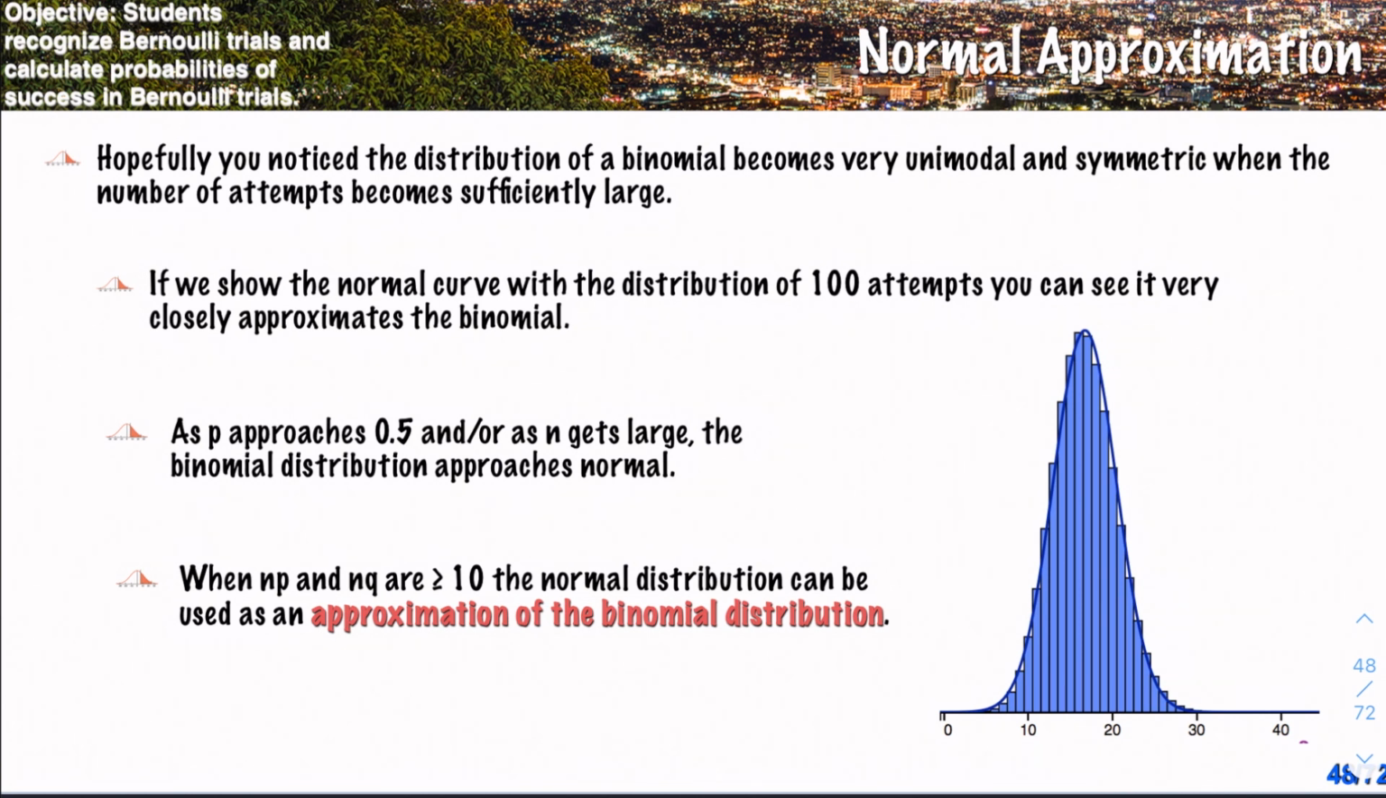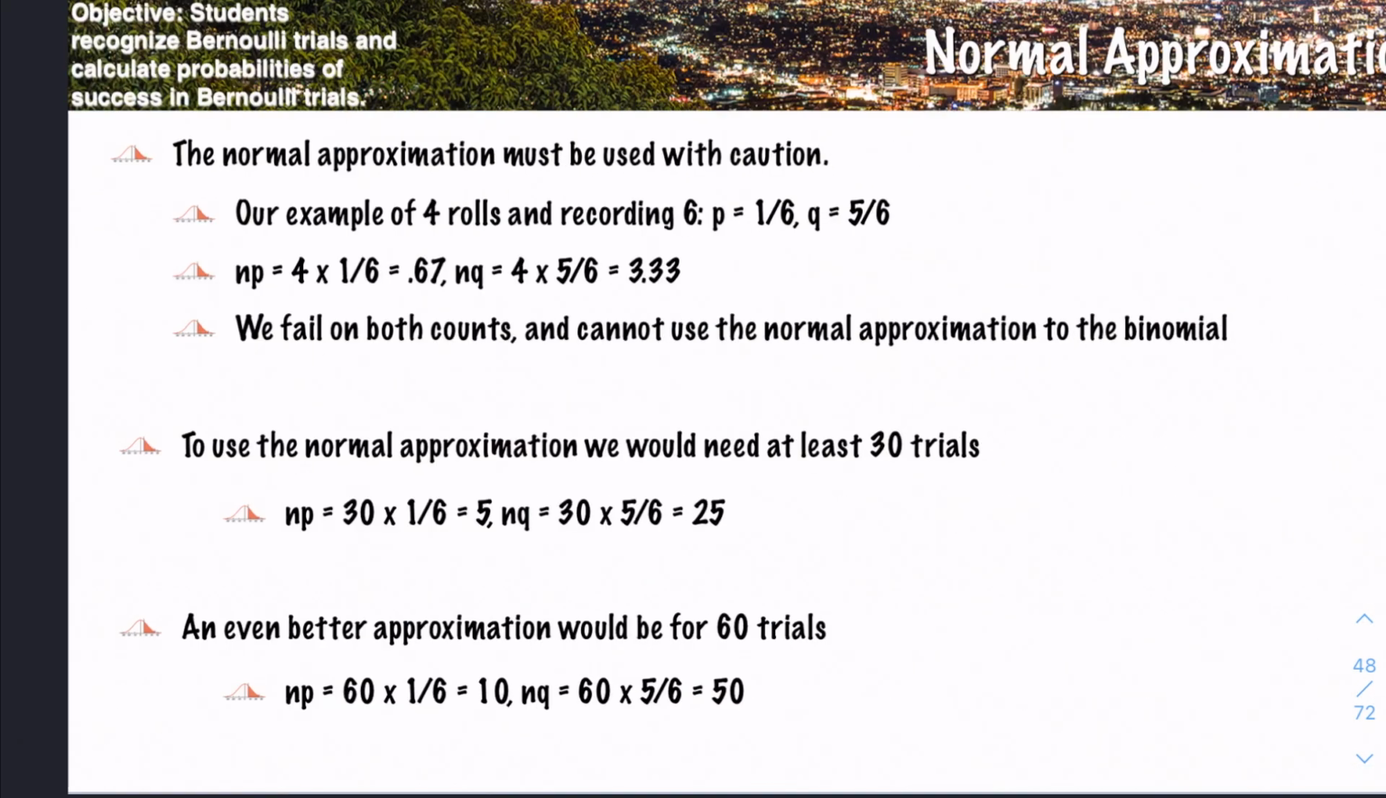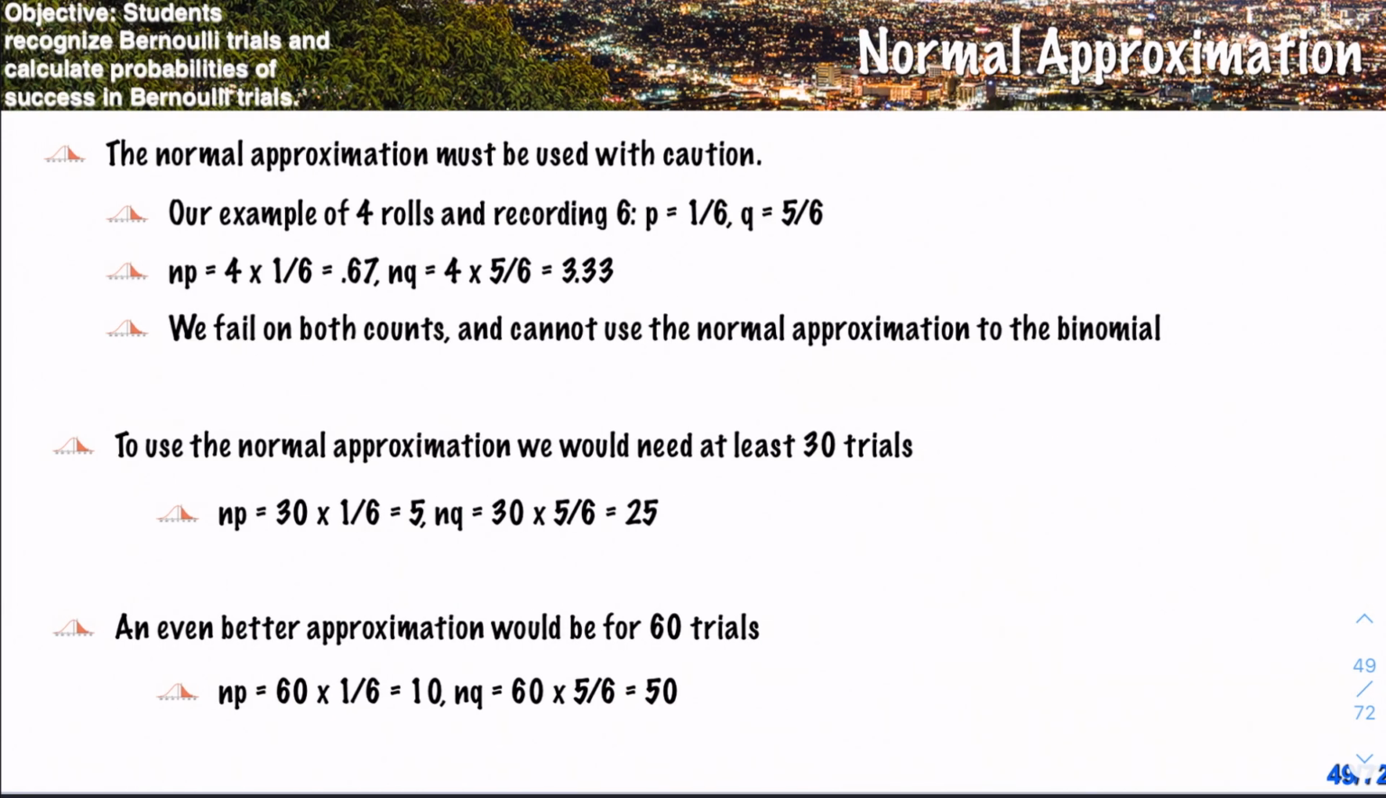Think back all the way to that Galton board where everything was dropping down. If we expect p to be 0.5 and we see a sufficiently large number of attempts, we should get this normal distribution. When np and nq are greater than or equal to 10, and this is our condition, the normal distribution can be used as an approximation for the binomial distribution. And oftentimes, it's far easier to work with the normal model, with all of the work that we've done with it, than the binomial distribution.